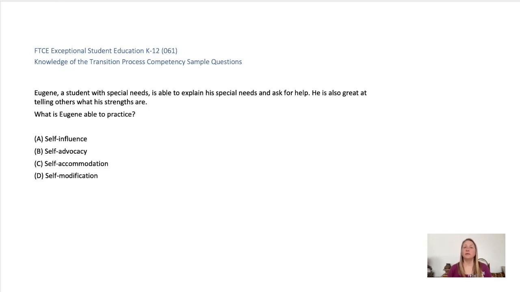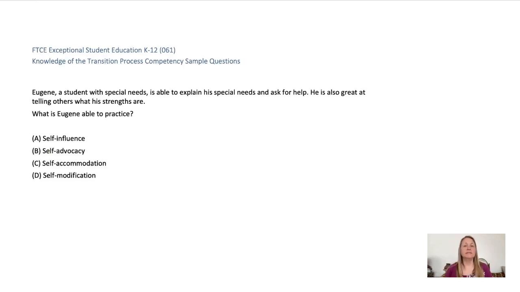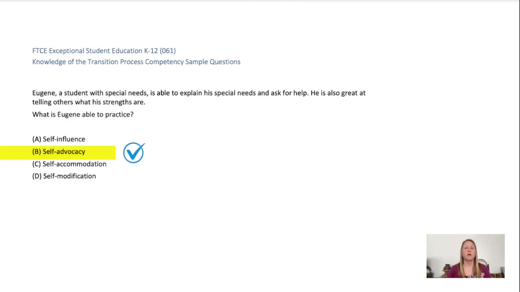A, self-influence, is incorrect. This term isn't commonly used in education. C, self-accommodation, is incorrect. Students don't create their own accommodations independently. D, self-modification, is incorrect. This refers to changing one's own behavior, like managing emotions or focus. Eugene is communicating needs. The correct answer is B, self-advocacy. Self-advocacy is when a student with special needs is able to communicate their strengths and weaknesses and know the limitations of their disability.